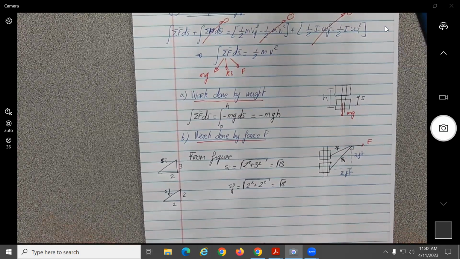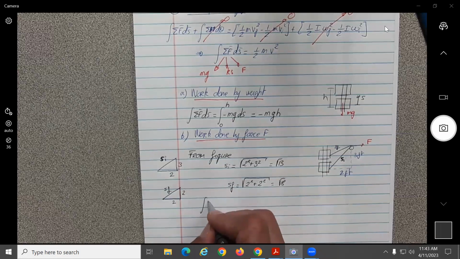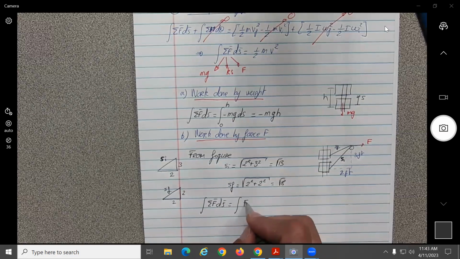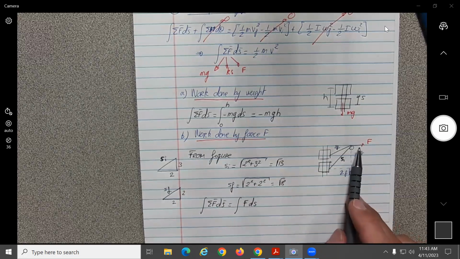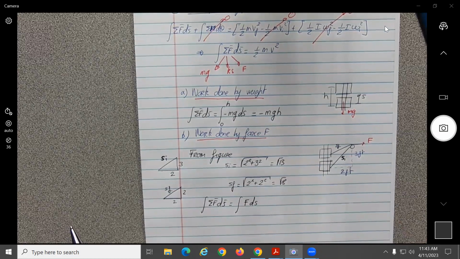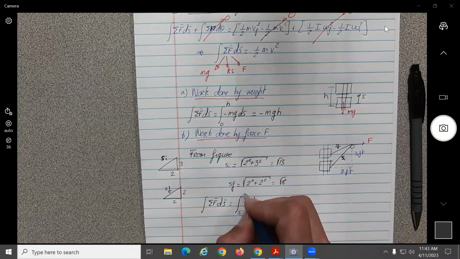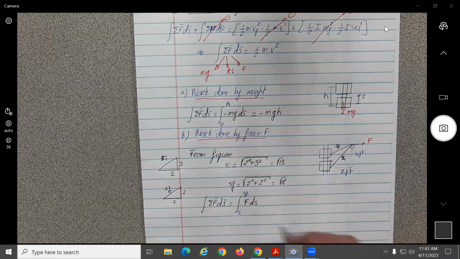So how much is really going to move this? If we look at the equation, let's write down the summation of forces ds for this one. This would be equal to F times ds. Is the force moving in the same direction as the string is being pulled? Yes. So the work here is positive. The limits of integration should be S initial to S final.